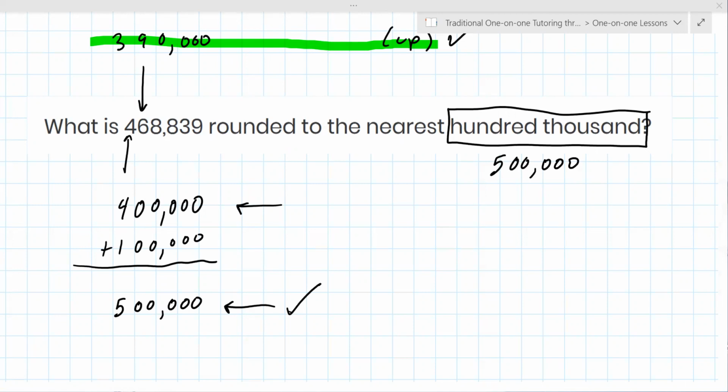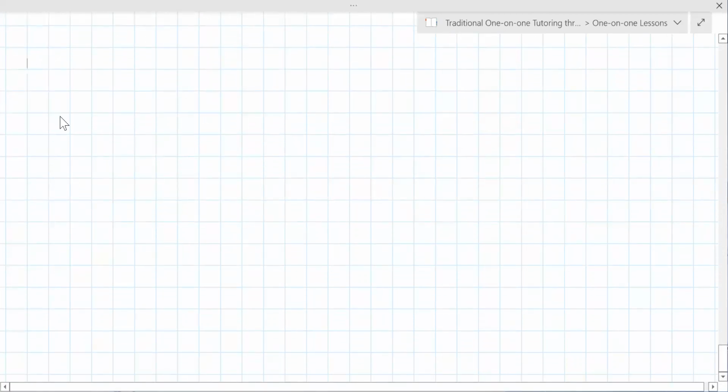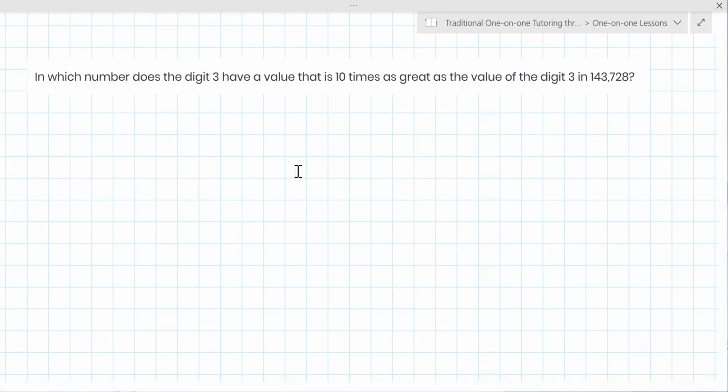Okay, so let's look at it. We're gonna switch gears here. We're gonna switch into a different type of problem. I'll help you work through this. All right, so I'm gonna read it here. It says, in which number does the digit 3 have a value that is 10 times as great as the value of the digit 3 in 143,728? Now that's a little bit confusing.